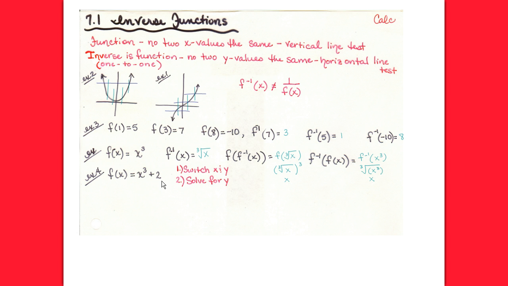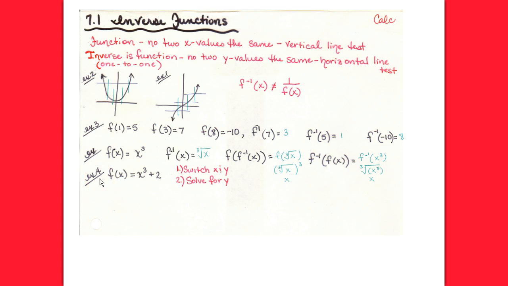Like, do I subtract 2 first and then take the cube root, or do the cube root first and then subtract? And of course, when we start working with trig functions or some type of crazy elaborate thing, it may be very difficult to figure out what the inverse would be. And so we have a two-step process that we can use to create the inverse of a function. Step number 1, we're going to switch x and y, and then step number 2, we're going to solve for y. So for our equation here, we've got f of x equals x cubed plus 2.